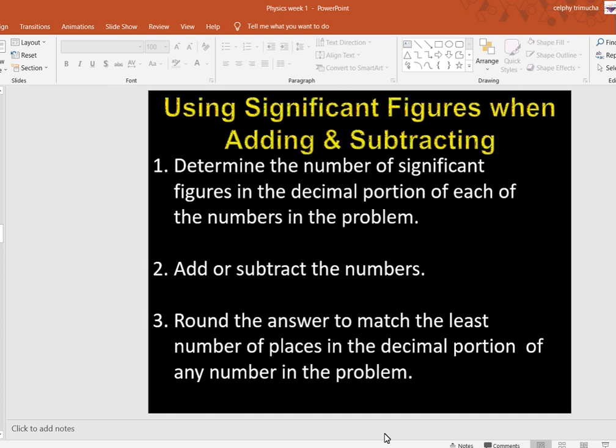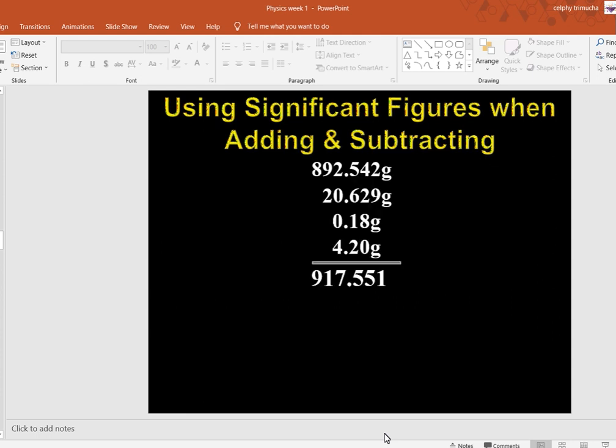So, we can use the concept of significant figures when we add and subtract. So, determine the number of significant figures in the decimal portion of each of the numbers in the problem. Add or subtract the numbers. Round the number to match the least number of places in the decimal portion of any number in the problem. So, using significant figures when adding and subtracting. So, how do we do this?